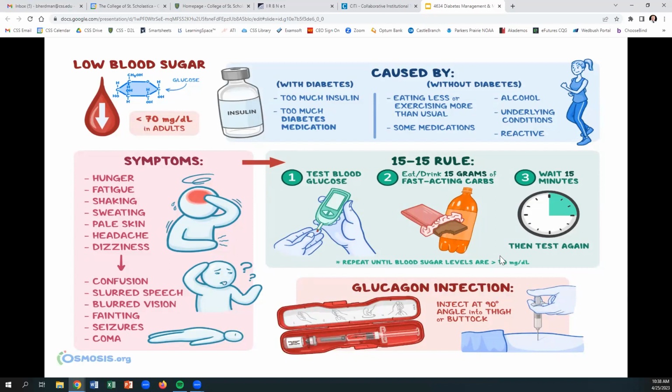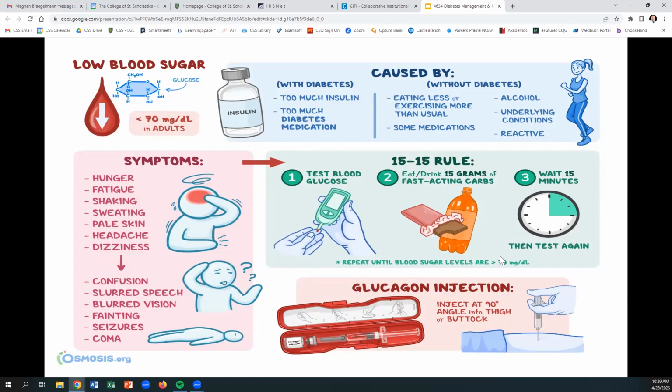Alcohol can cause a low blood sugar. There are various underlying conditions as well, as well as reactive conditions. Okay, so symptoms that patients will experience include hunger, fatigue, shaking, sweating, pale skin, dizziness. And if that is not corrected pretty timely, that is going to advance then into confusion, slurred speech, blurred vision, fainting, seizures, and could result in a coma, right?